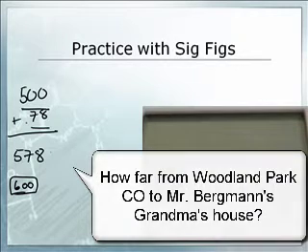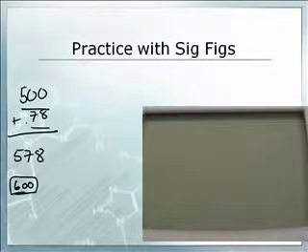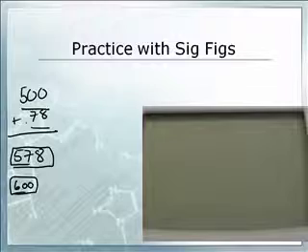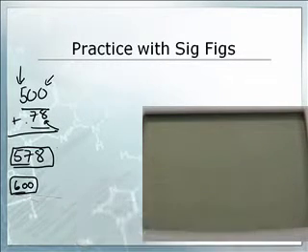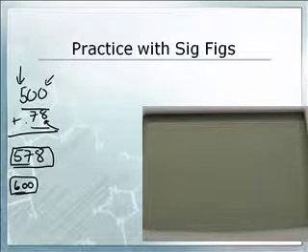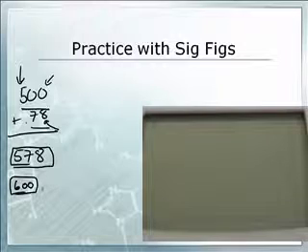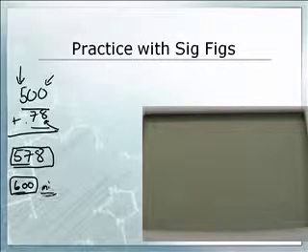Yeah, but it wouldn't be 578, because 578 indicates more accuracy. The 500, we only know to the 100s place. This one, the 78, is accurate to the ones place. So therefore, the answer is 600 miles between here and my aunt's house, because we can only be as accurate as our least accurate measurement. Yeah. Okay. All right.